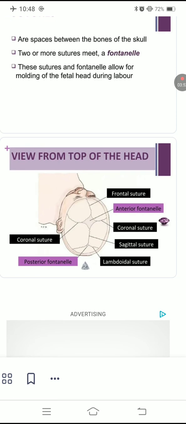View from top of the head, that is coronal suture, frontal suture, sagittal suture, and last one is lambdoidal suture. And where sutures meet, that is anterior fontanelle and posterior fontanelle.